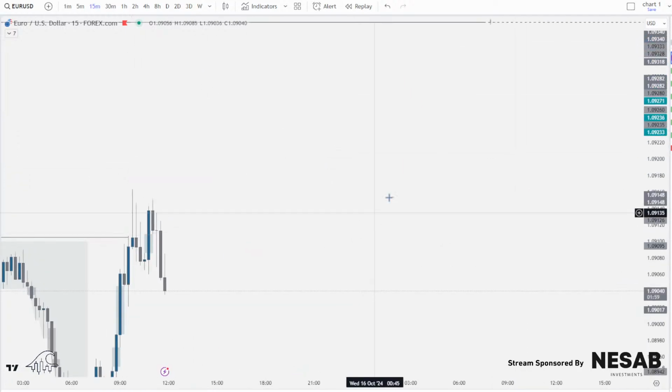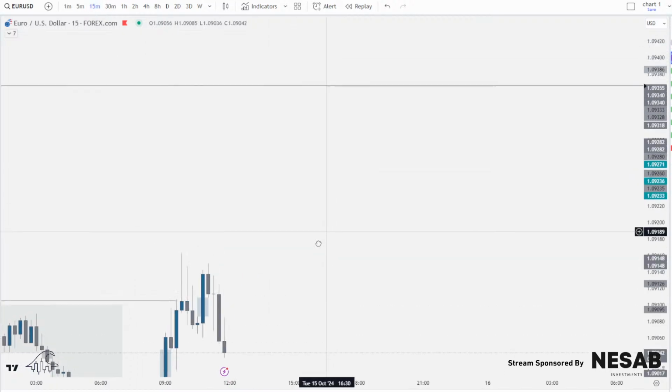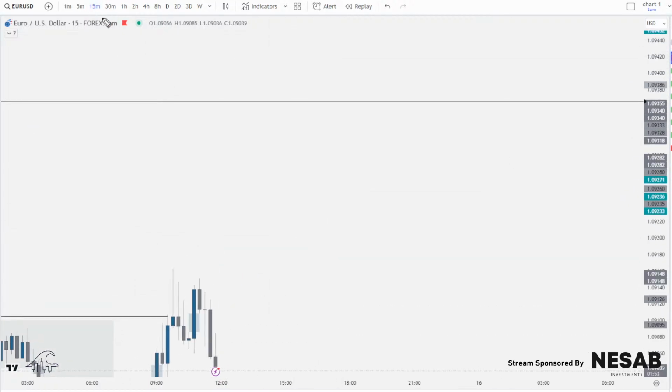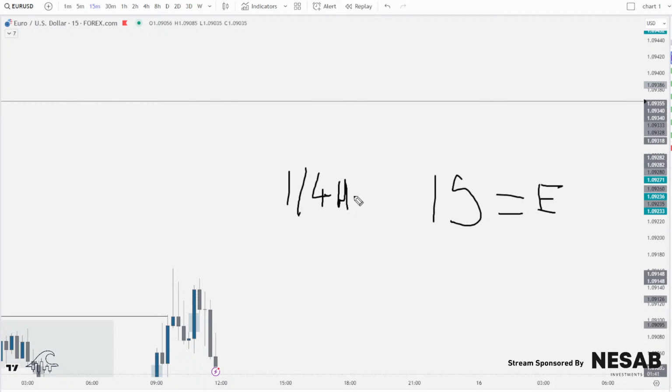So, for example, here we're using the 15-minute as our entry. Let's just write this down. We're using 15-minute as the entry. 15 equals E. Then we have the 1 to 4H as our confirm. And then we have the daily as our bias, right? So if we're applying the same nature of this, if we're using a daily bias, a 1 to 4 hour area of confirmation, and then a 15-minute of entry, we need to apply this in the same element.